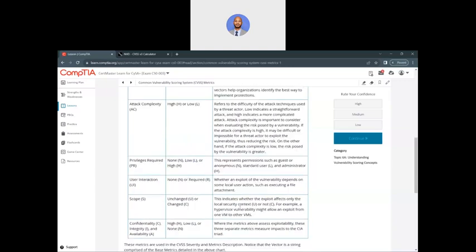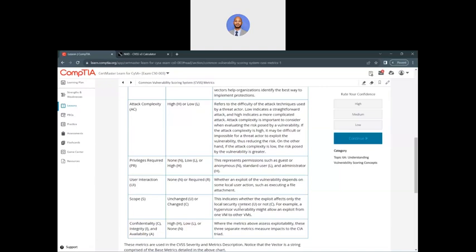Scope. This indicates whether the exploit affects only the local security context or not. For example, a hypervisor vulnerability might allow an exploit for one VM to other VMs. So this is called VM escape. So is the scope of this vulnerability something that attacks just this one specific service or specific system, or is this something that can have the ability to attack multiple across the board?